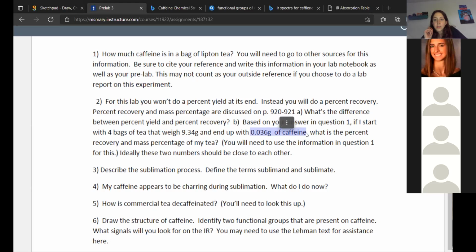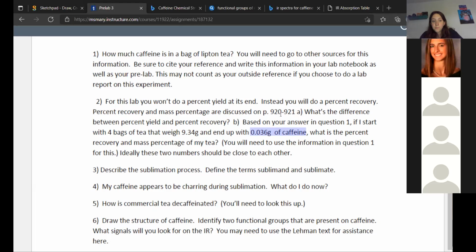The difference between percent yield and percent recovery is that percent yield is when you're doing an experiment and you don't start with the molecule you are trying to get to. Last time we were making aspirin, we didn't start with aspirin. This time we're starting with caffeine. All we're doing is extracting that caffeine from the tea leaves. So for percent recovery, you're focusing on how much caffeine you were able to successfully extract based on how much there was.